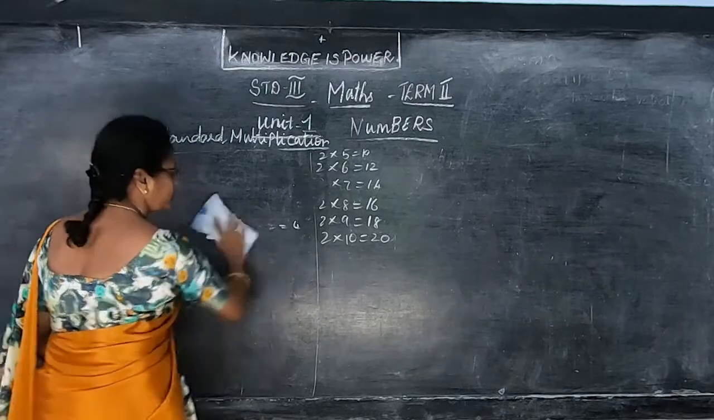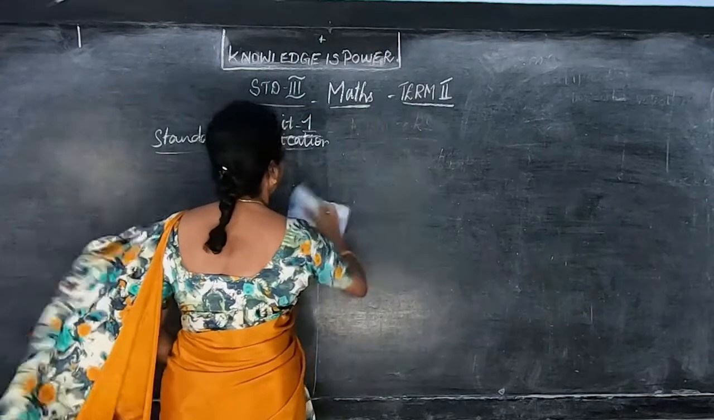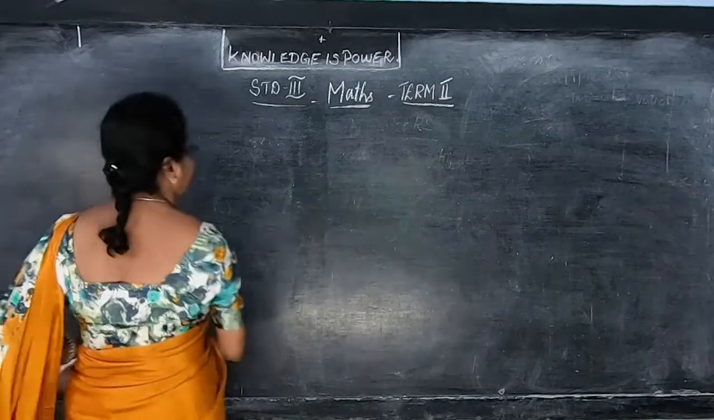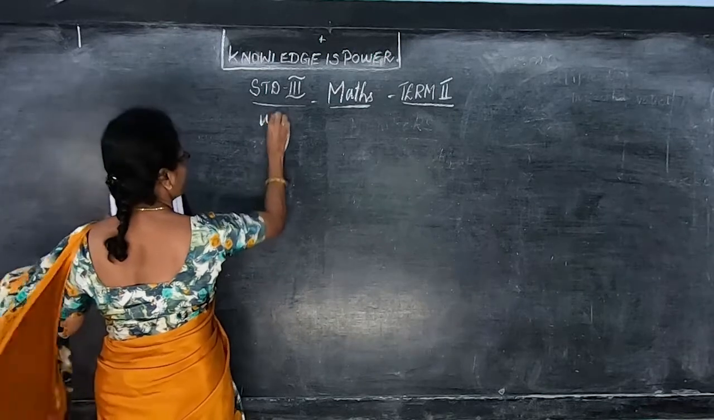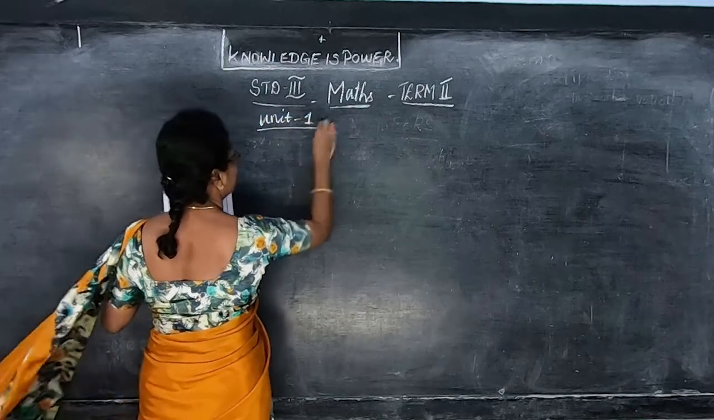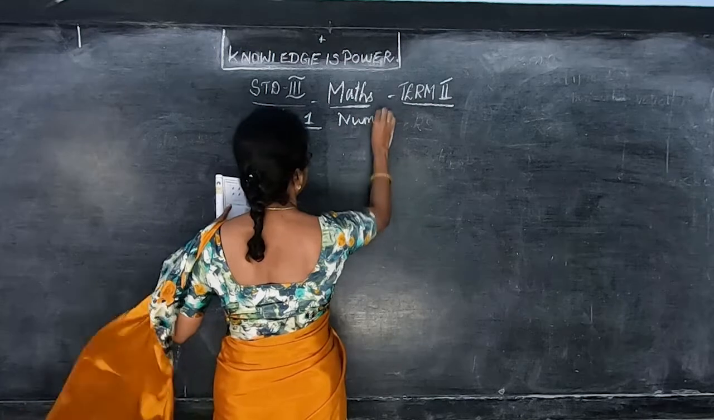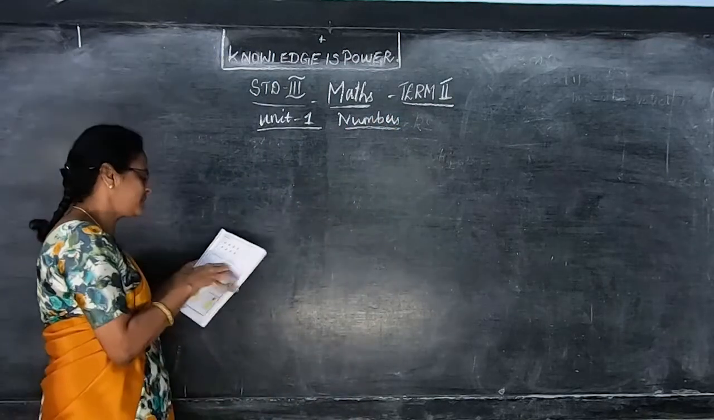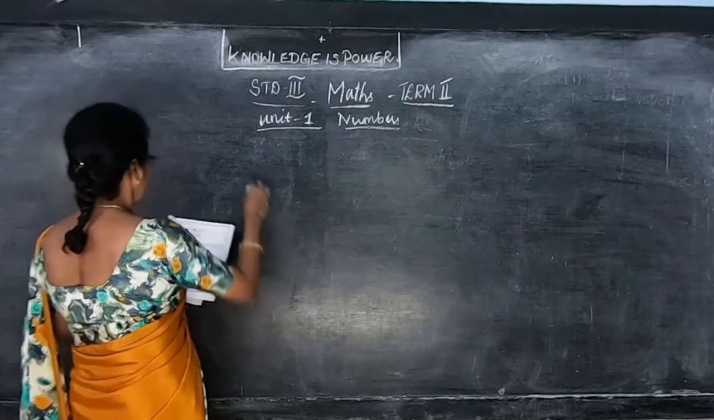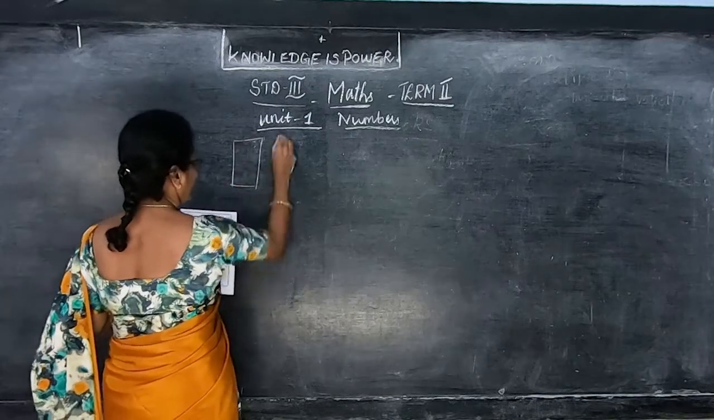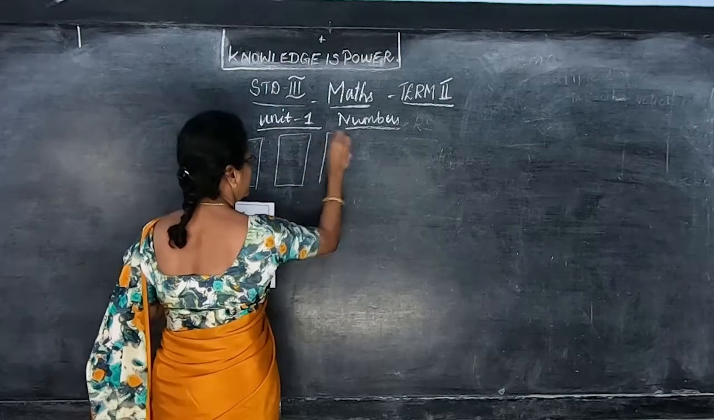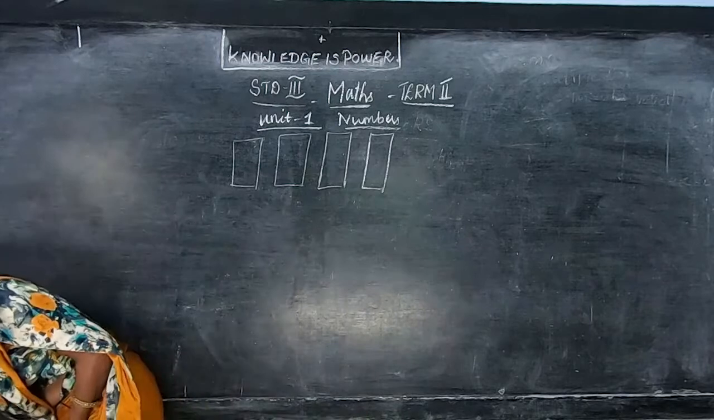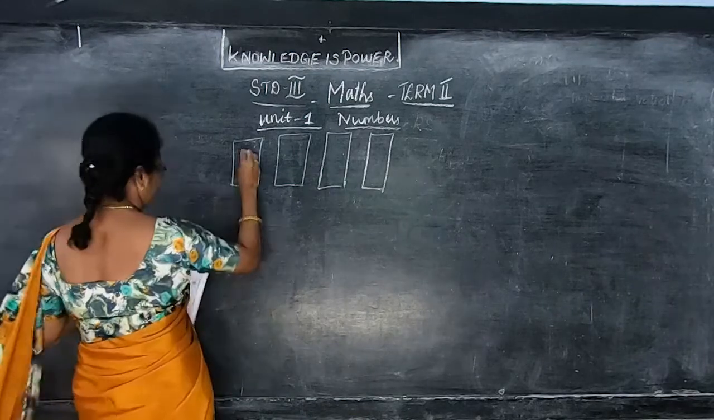Now we are going to see the 3 tables. What you are going to see? 3 tables. So in this, okay, multiplying by 2. Already we have seen everything we have to do. So they will give the picture like this, and you have to draw the leaves.